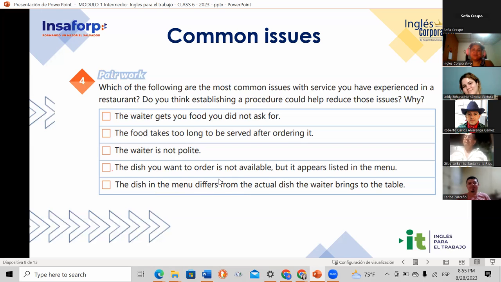The dish in the menu differs from the actual dish the waiter brings to the table. Mm-hmm. It seems that it's very delicious, right? In the menu, maybe in the picture that is there. Or it seems that it has more food, but once they bring the dish to you, it is very small. Yes. It happens a lot. Have you experienced that? Someone? A lot of times. You have to order double to be okay. It looks good, but when you taste it, it's very awful. Awful, yes, it happens.